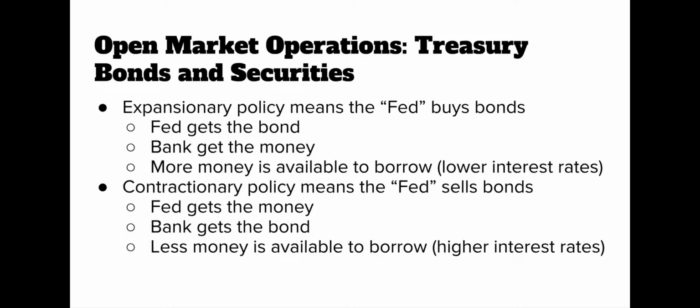So, looking at bonds and securities and expansionary and contractionary policy. Okay, an expansionary policy means the Fed would buy bonds. When they buy bonds, they're giving banks money. So that increases the money supply. So there's more money available to borrow, which means there'll be lower interest rates. Contractionary policy means the Fed would sell the bond. They want their money back, and they're going to give the bank the bond. This means that there will be higher interest rates because less money is available.